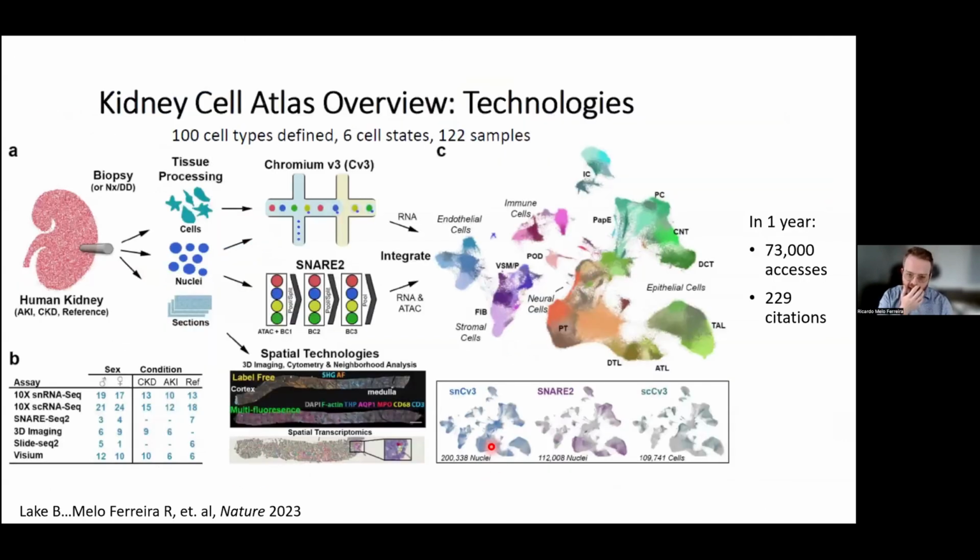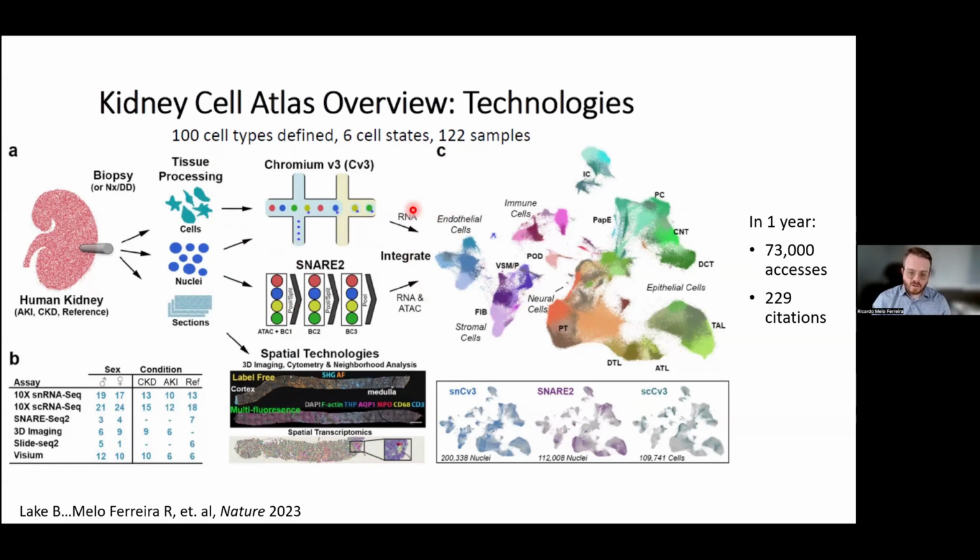So about the KPMP Atlas, there is this publication that we published. Now it's a year and a half ago it was published, where we essentially leveraged all these technologies that we have on the KPMP, which include single cell spatial transcriptomics with molecular data imaging to identify and characterize all the cell types along the kidney. We are able to identify 100 cell types, 6 cell states associated with different degrees of injury, and we have a total of 122 samples.